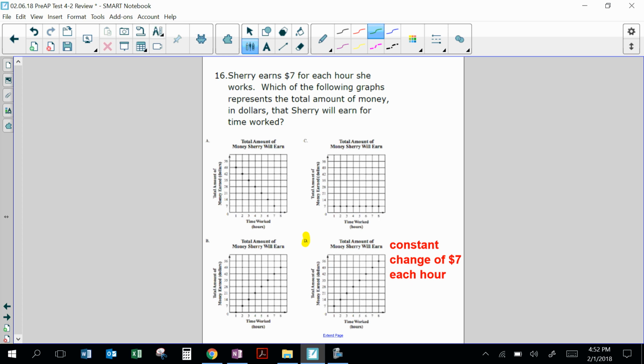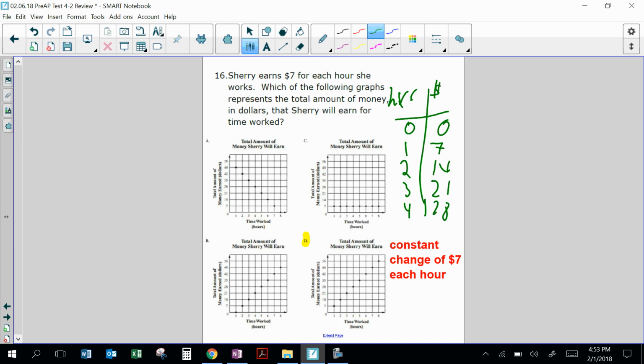Number 16, Sherry earns $7 for each hour she works. Which of the following graphs represents the total amount of money in dollars that Sherry earned for a day? If you want to, you can make a table. This is the hours. This is the money amount. She works for 0 hours, she'll be paid $0. She works for 1 hour, she'll make $7. 2 hours, she'll make 14. 3 hours, she'll make 21. 4 hours times 7, that's 28.